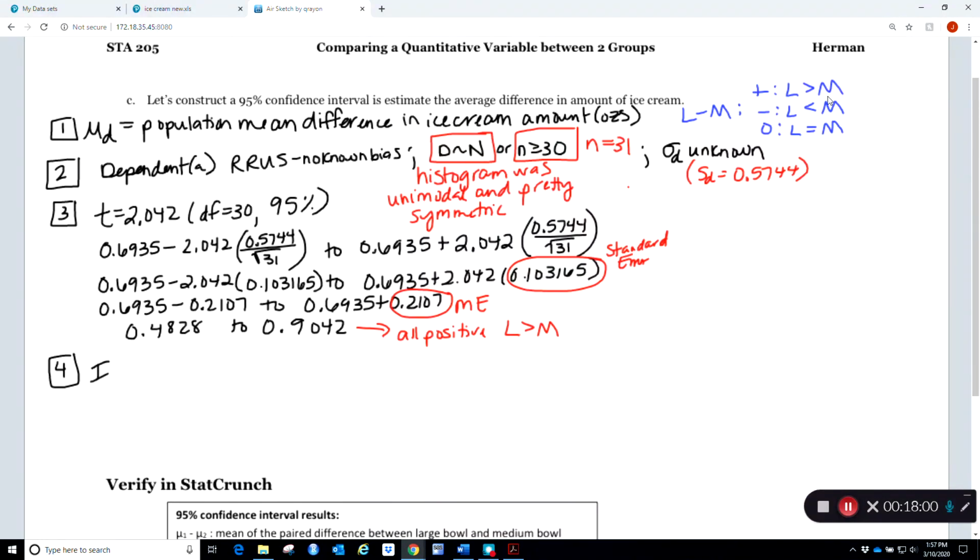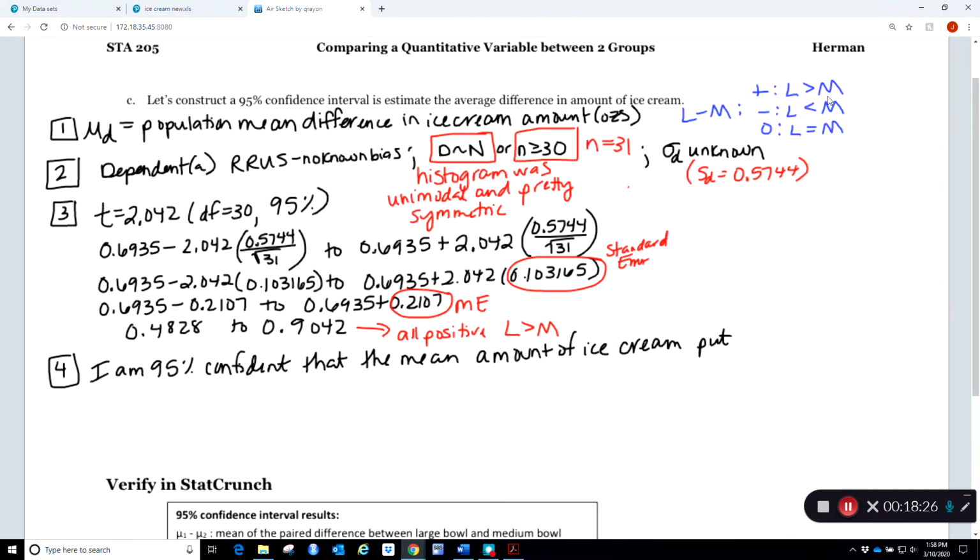So now I can say that I am 95% confident that the mean amount of ice cream put into large bowls is between 0.4828 and 0.9042 ounces more than into medium bowls.